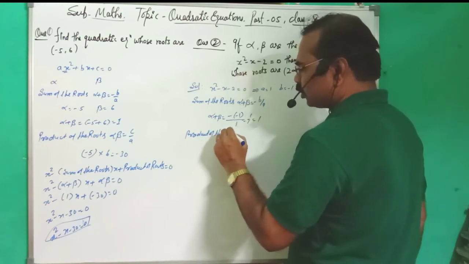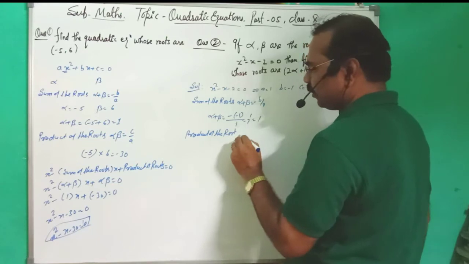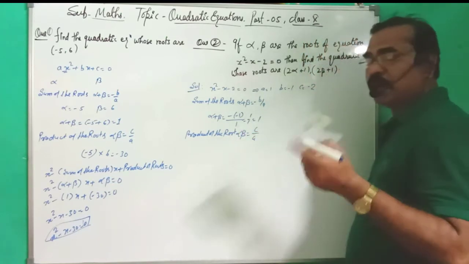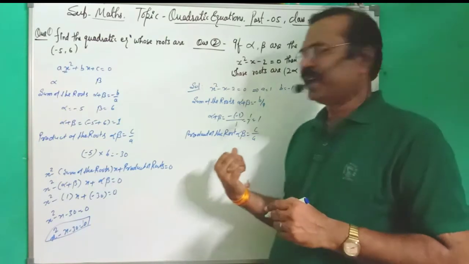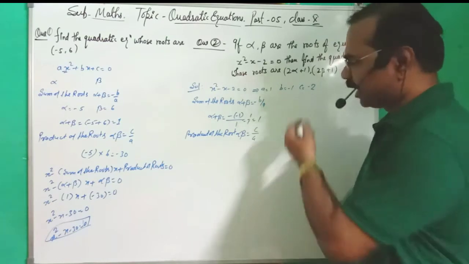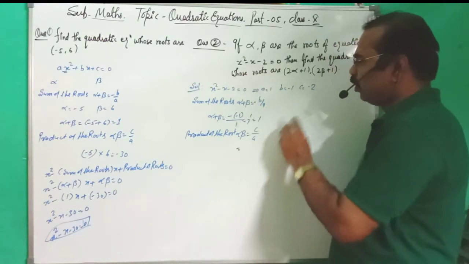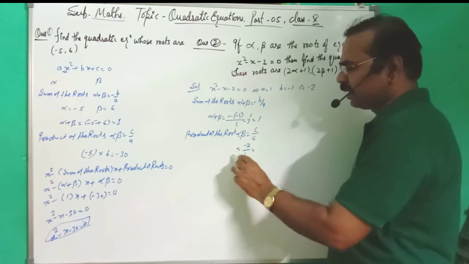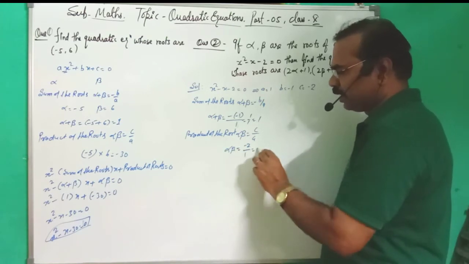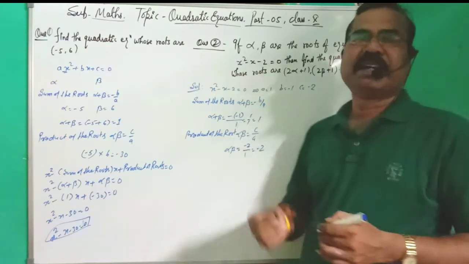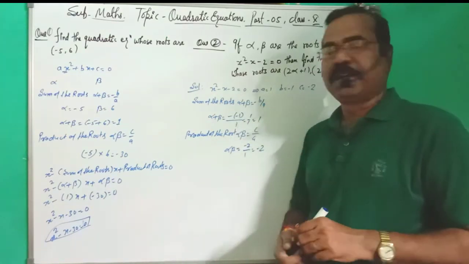Product of the roots means you can find the value of alpha into beta. That value is the constant term upon the coefficient of x square. So students, alpha into beta is c upon a. What is the value of c? According to the question, the value of c is -2 and the value of a is 1. So alpha into beta is equal to -2. Okay students, basically we can find the value of alpha plus beta and alpha into beta.